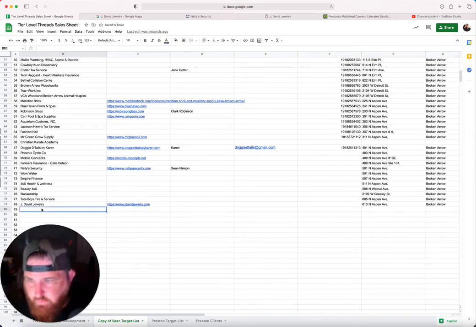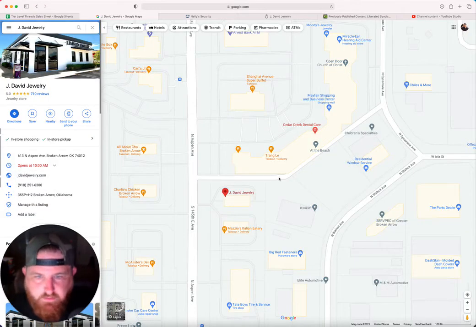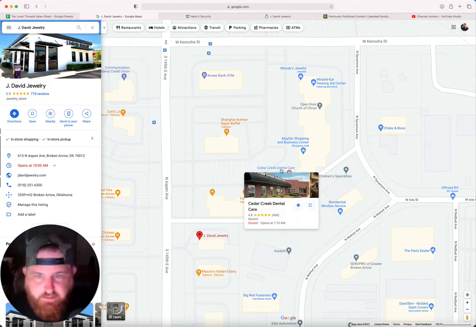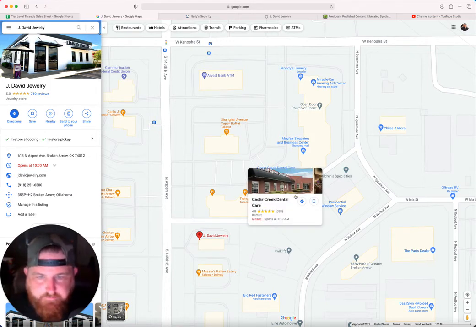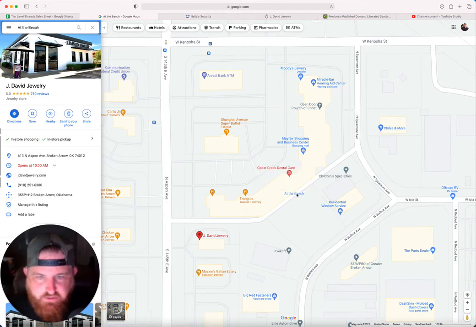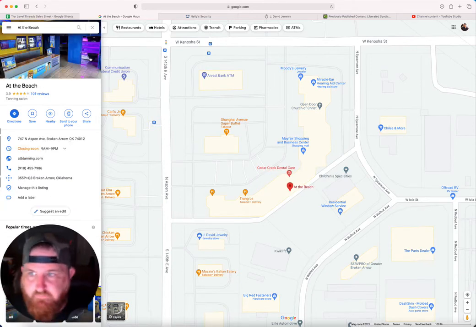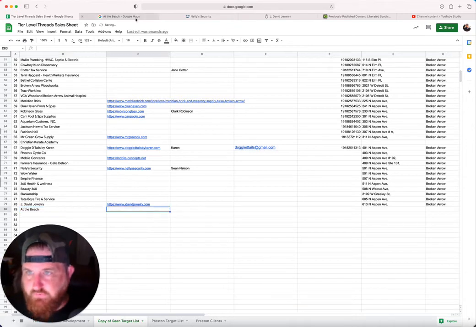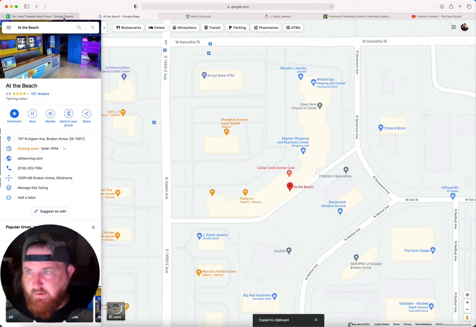All right, so we got about 12 minutes left. We've done 78 so far, so we're moving right along. So here's another plaza that I've seen before, and I'm going to go ahead and pick a few in here. We have At the Beach, which is a tanning salon. I know they definitely do t-shirts because I've seen them before for other ones. But this was another great target. Again, right in the area. I'm kind of making a circle right now and working my way around.